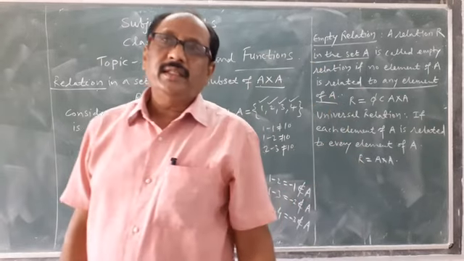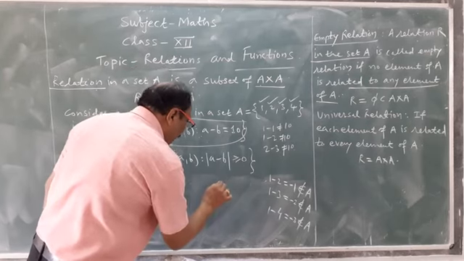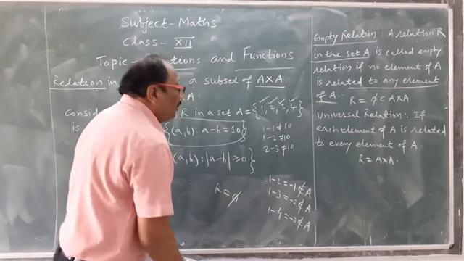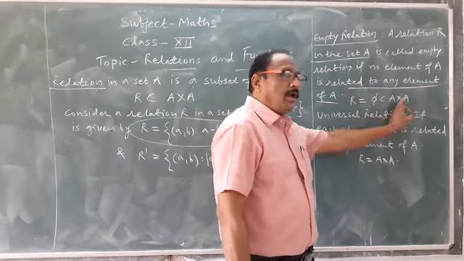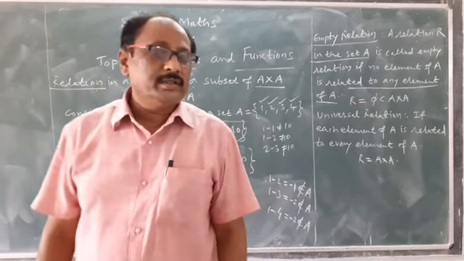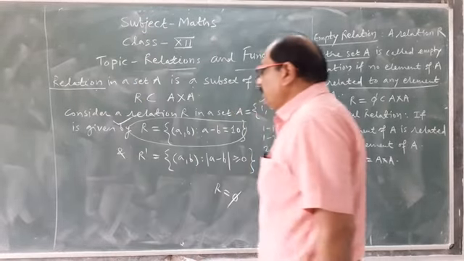This means the relation set R becomes empty. The empty set is also a subset of the Cartesian product A cross A. Therefore, this is nothing but an empty relation.